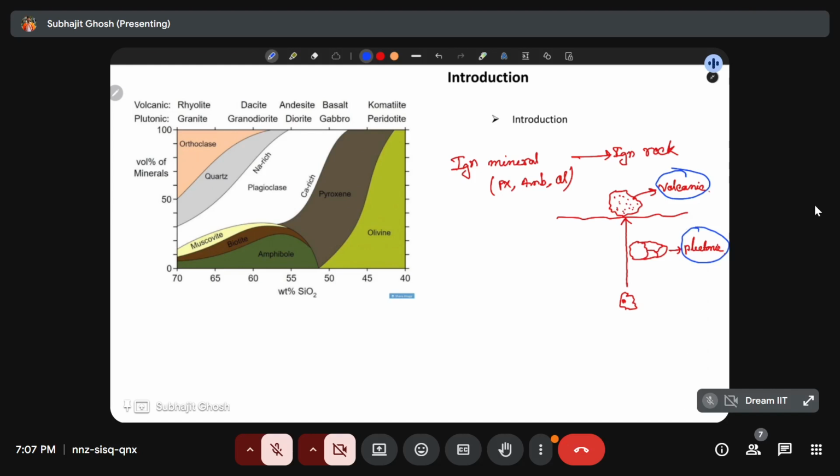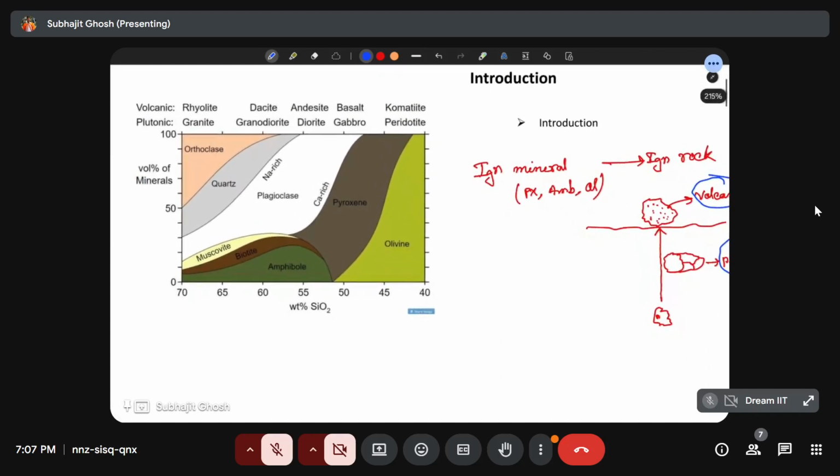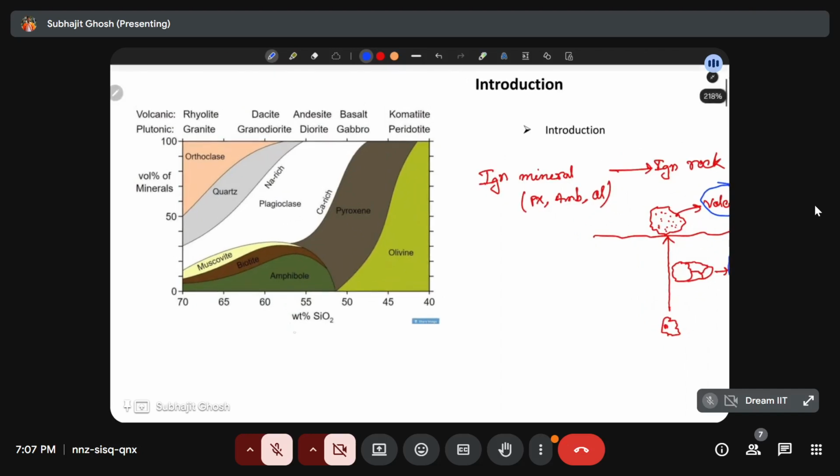So there are actually four types of volcanic and four types of plutonic versions. We have to know about those rocks and the mineral compositions of those rocks. So look at this picture. I hope this is very clear. In this picture, always try to look at what's on the y-axis and the x-axis. Here on the x-axis we have the SiO2 composition, right? And on the y-axis there is the volume percentage of minerals, okay?